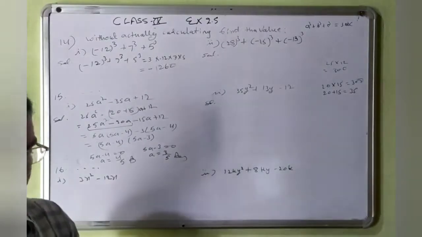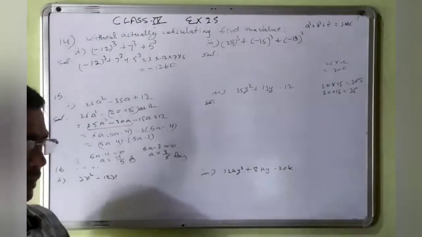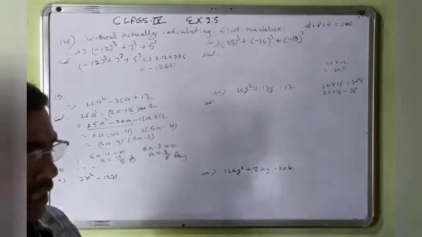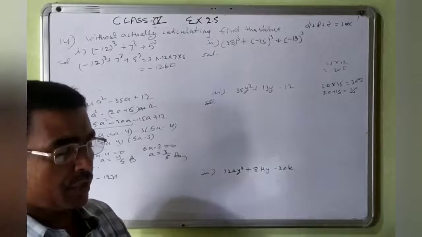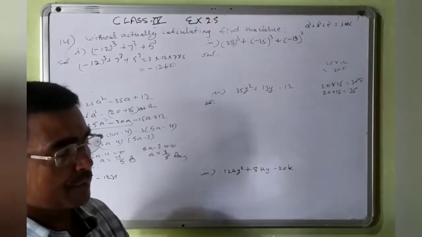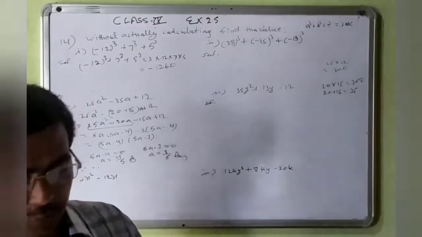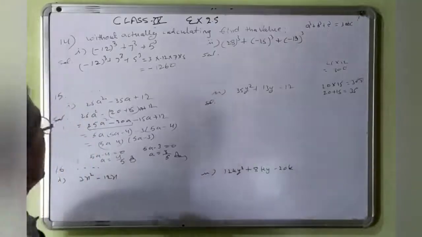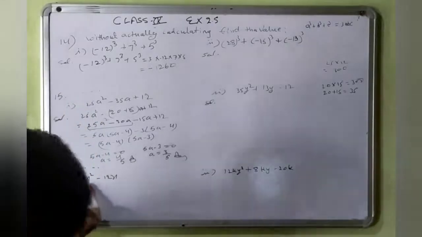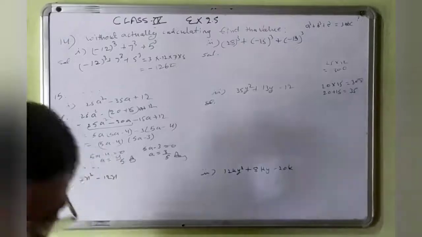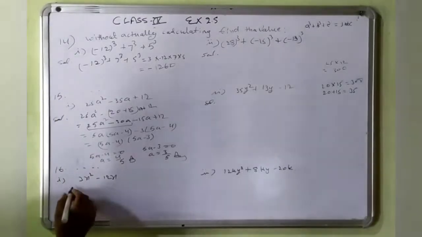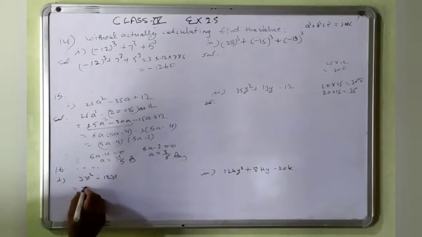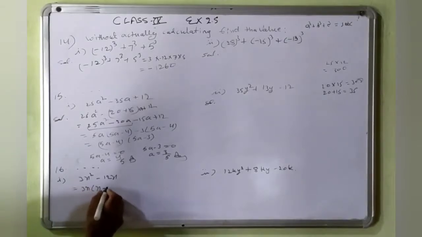Question number 16. This is also a lengthy question, so you can see it in your textbook. What are the possible expressions for the dimensions of the cuboid whose volumes are given below? The first part is 3x square minus 12x. Here we can take common 3x.